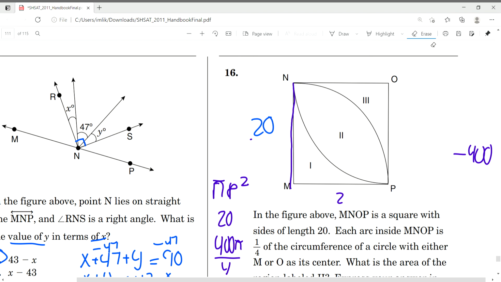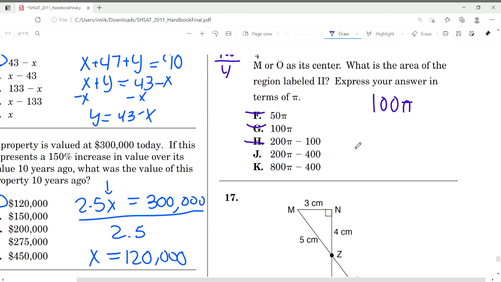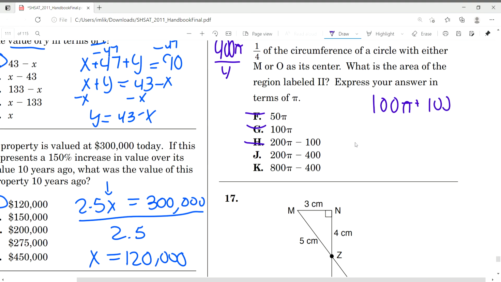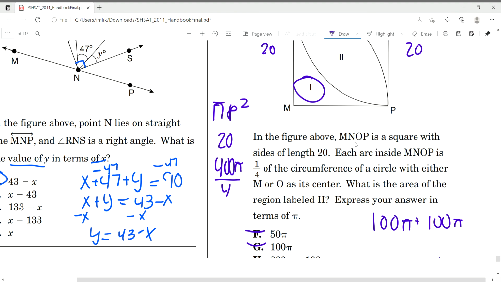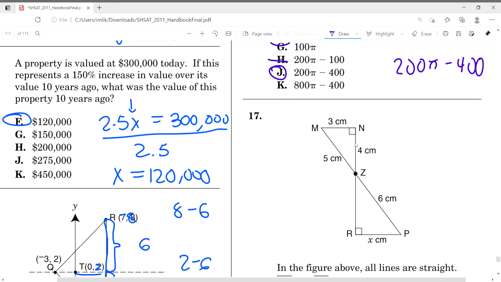1/4 of the circle. But remember, we have an entire second circle to deal with. Since it's a square, this side is 20, this side is 20, this radius is also going to be 20, and the 1/4 area is also going to be 100 pi. So we can just add these together, and we're left with 200 pi. We're going to have to subtract it from 400, which is J. Since this is the section that overlaps, we're going to be left with 3, and we're going to be left with 1. If we subtract 3 and 1 from this entire thing, we'll be left with 2. I hope you understood that. I'm sorry if you didn't.